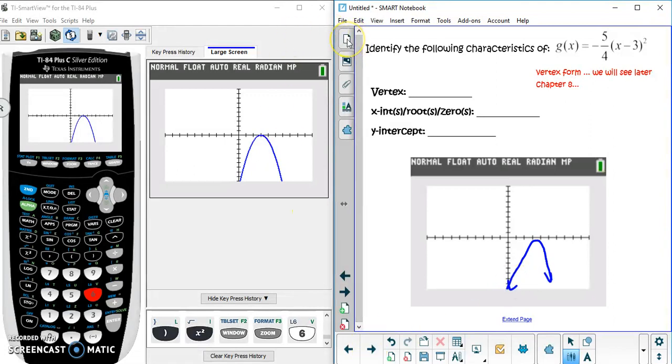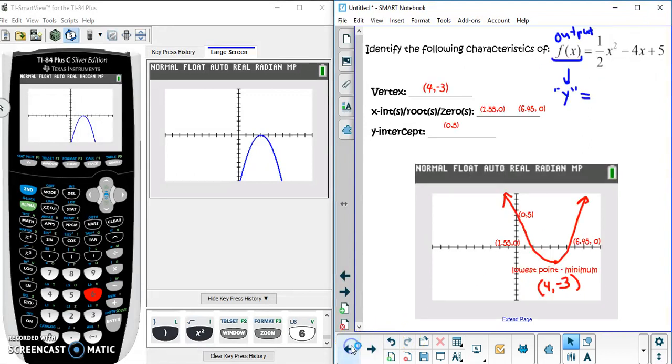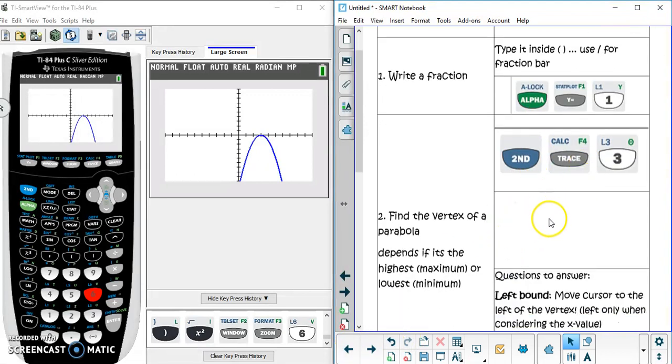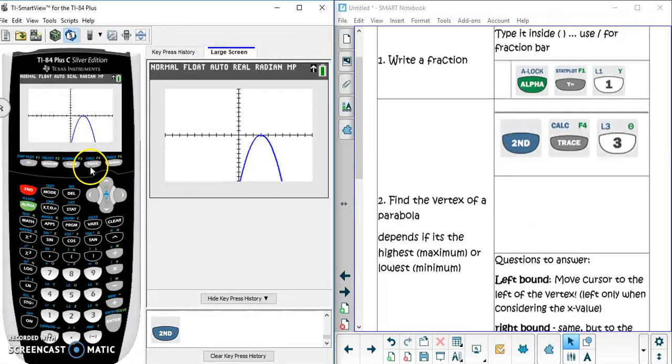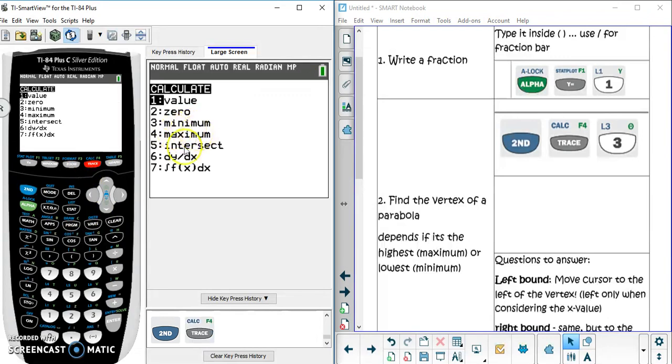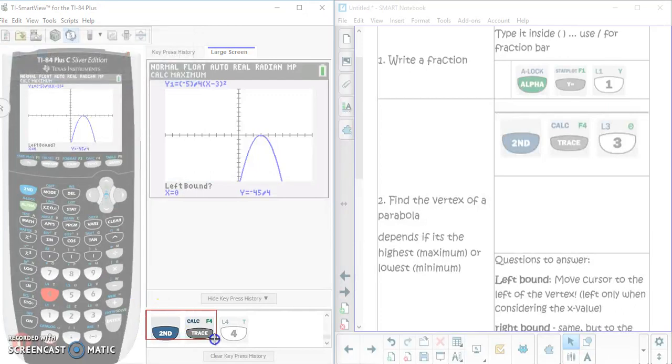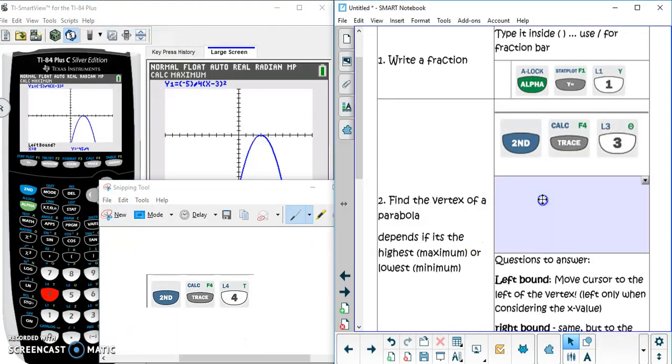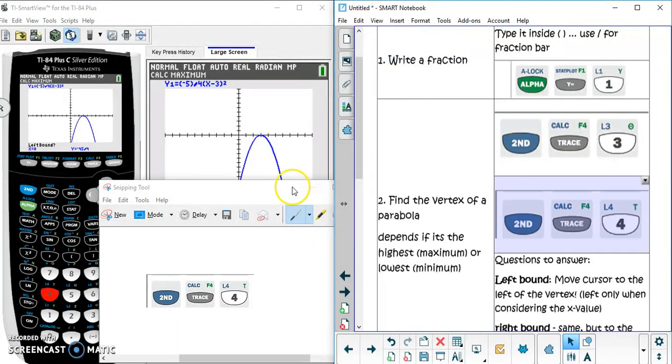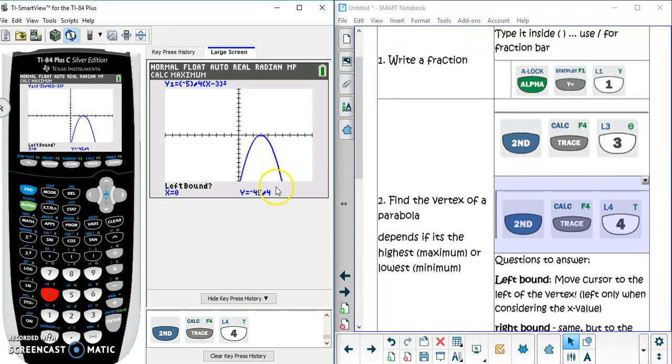Now just to touch base again on our vertex, what we can clearly see here is that the vertex is a maximum value. So when we're trying to find a vertex that's a maximum value, like we saw in our notes, we just have to choose a different option. Again, we're going to go to second and calculate. But this time our vertex is a maximum, so we have to hit option 4 instead of option 3. Not significantly different, but just got to be aware that those are two different features.